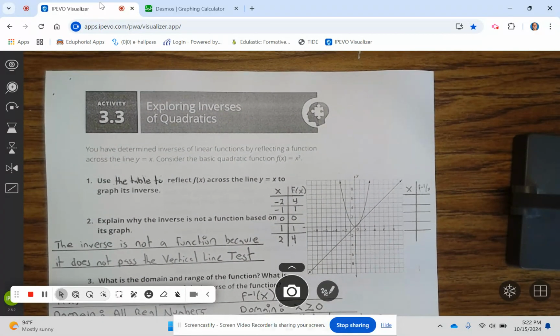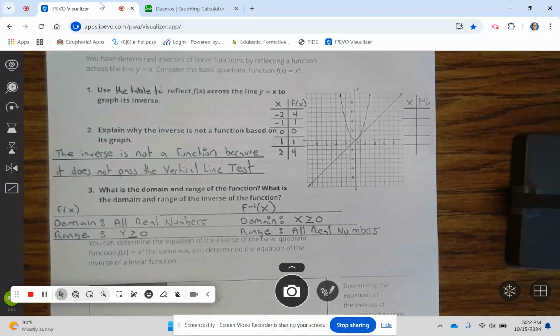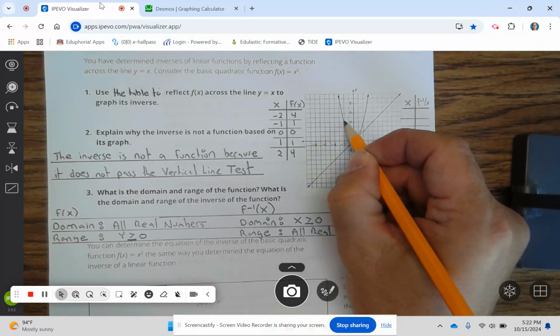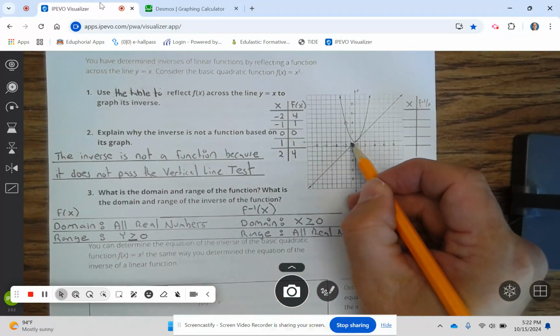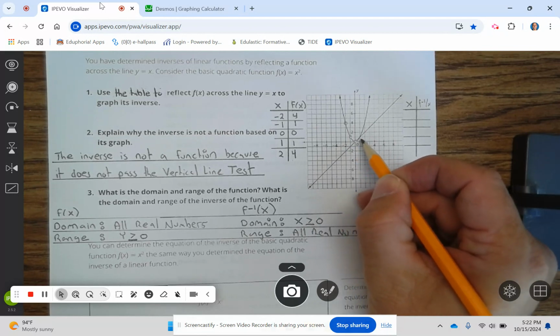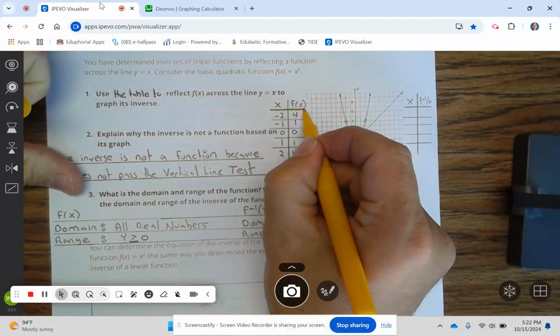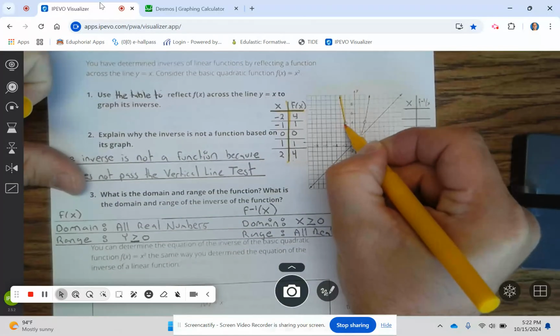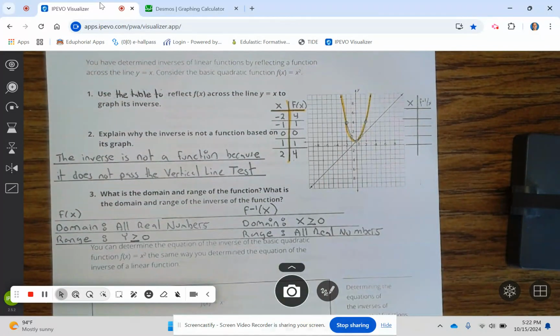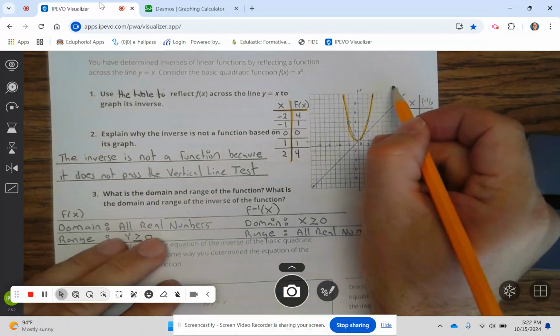Exploring inverse of quadratics. You have determined inverses of linear functions by reflecting a function across the line y equals x. Consider the basic quadratic function f of x equals x squared. 1. Use the table to reflect f of x across the line y equals x to graph its inverse. So let's first graph x, f of x. So (-2, 4), (-1, 1), (0, 0), (1, 1), (2, 4). This is the y equals x line.